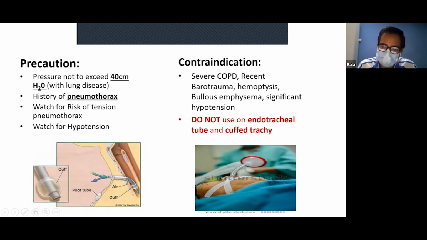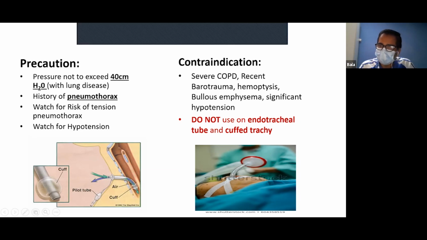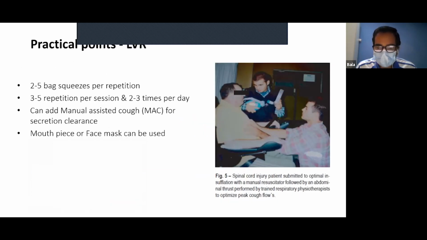Some precautions I just want to highlight. This is more applicable in a hospital setting, but in a home setting, if the patient is on tracheostomy, just make sure the cuff is not being used. So do not use on an endotracheal tube and cuffed tracheostomy. Because once the patient is on a tracheostomy, if you use LVR, it's like a one-way valve. So the lung is going to pop up. You can use it in an uncuffed tracheostomy, but I will advise you not to use it. It should always be used through your face. That's the recommendation. So that's one thing I just want to tell about LVR.